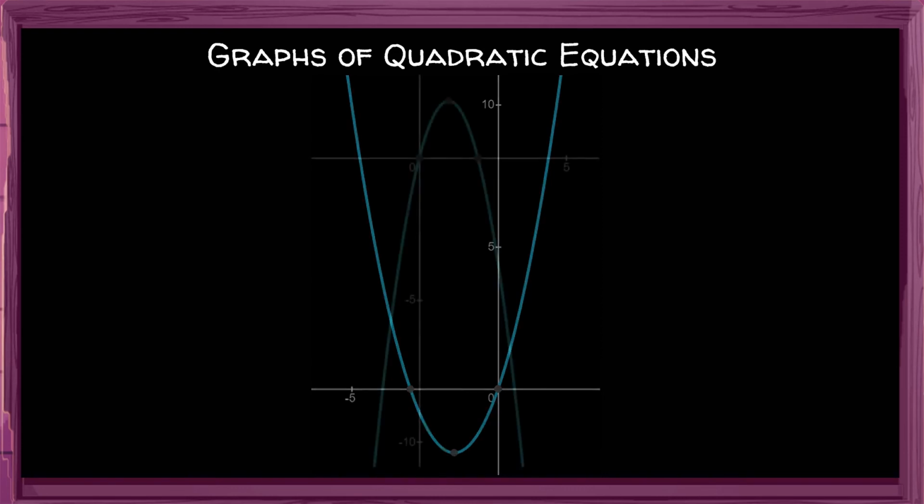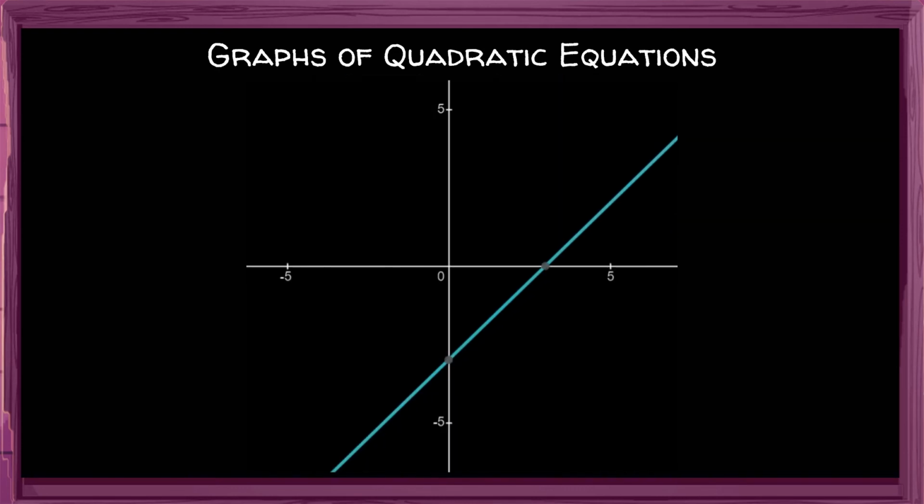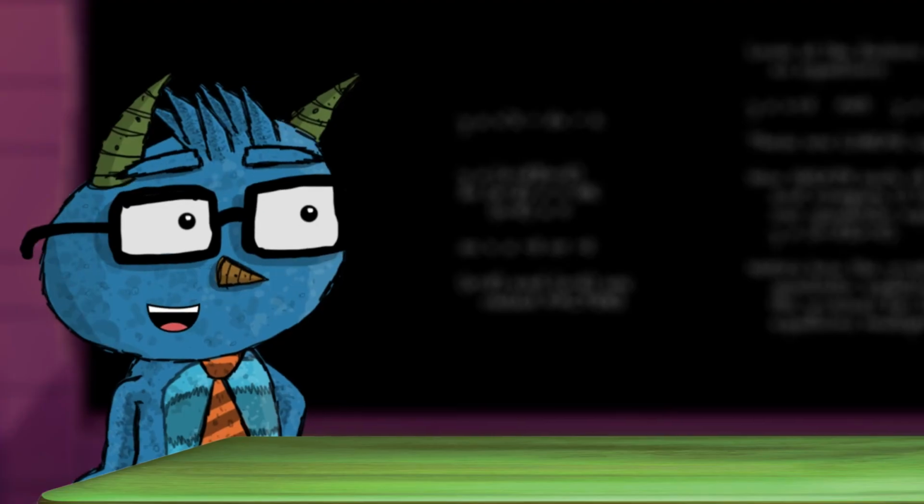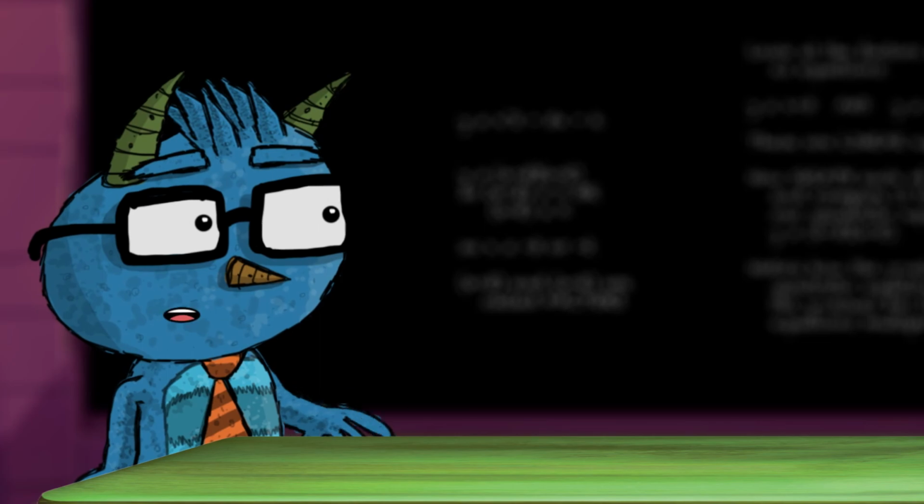But what about this one? I believe that is simply a line, teacher. So, it is the graph made by a linear equation, not a quadratic equation. Well done today, class. Let's quickly review what we've learned.